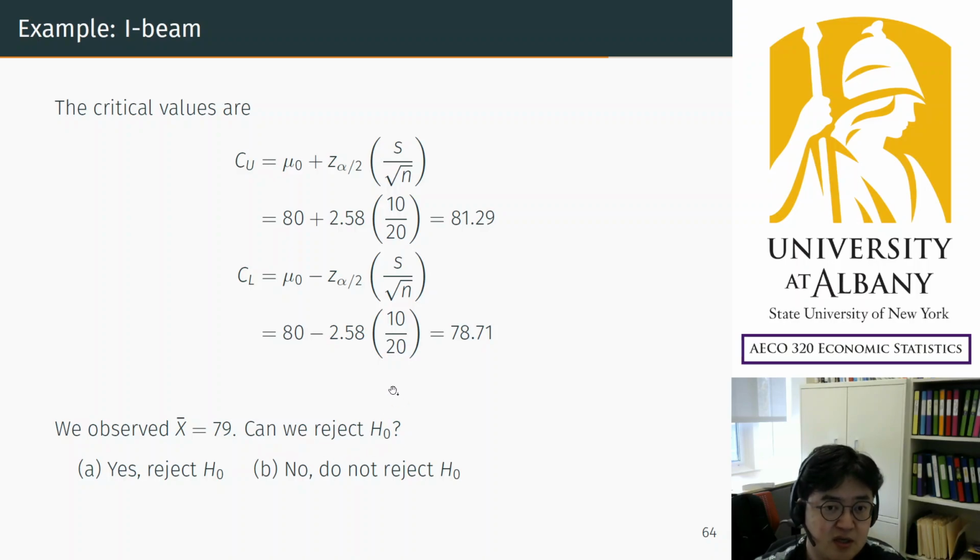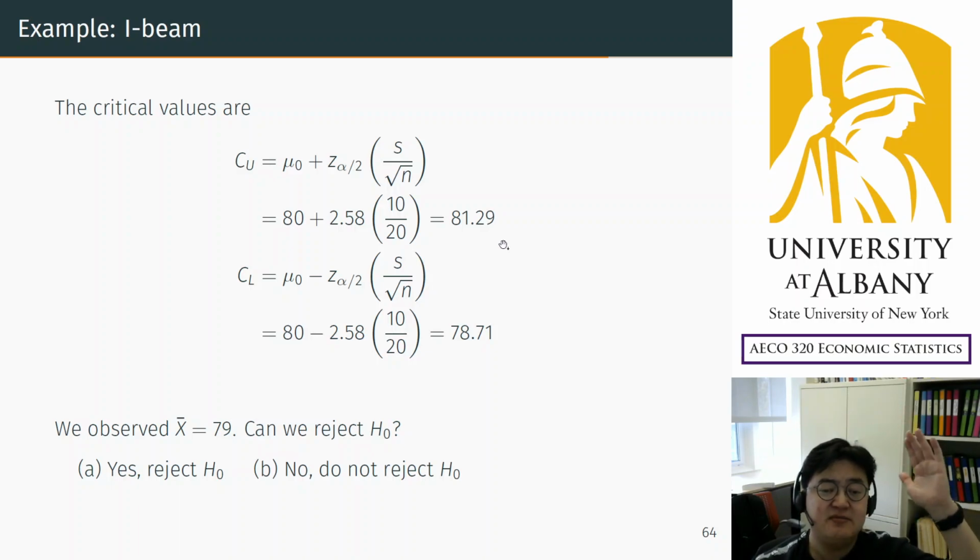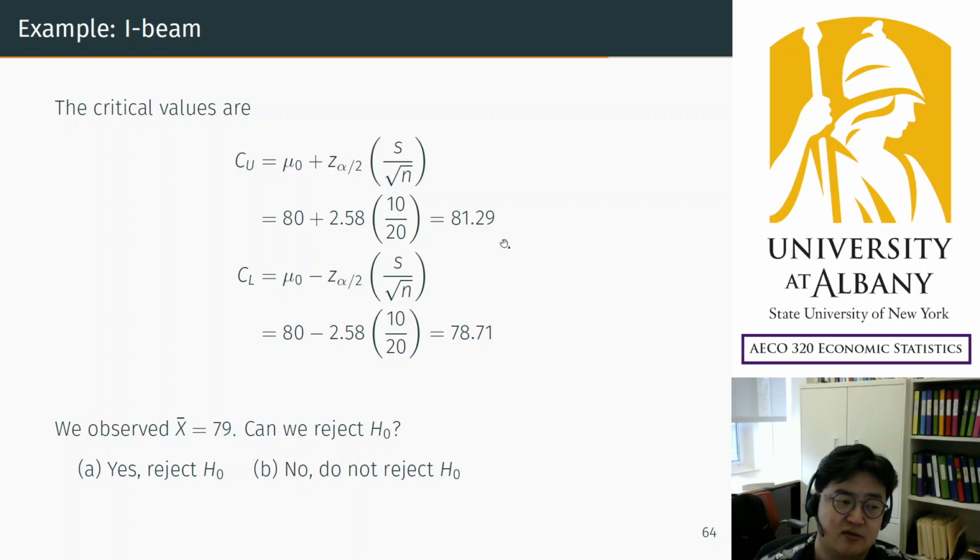It's simple. So your belief is 80. So you are inspecting I-beams. I-beams have to be 80, but you allow plus minus 1.29 millimeters, right? So your margin is 1.29, but your difference is only minus 1, which is within the margin. So you do not reject the null hypothesis.